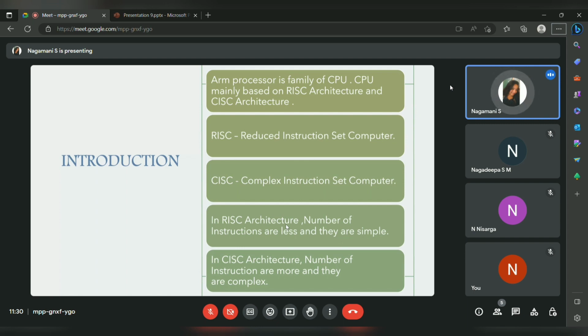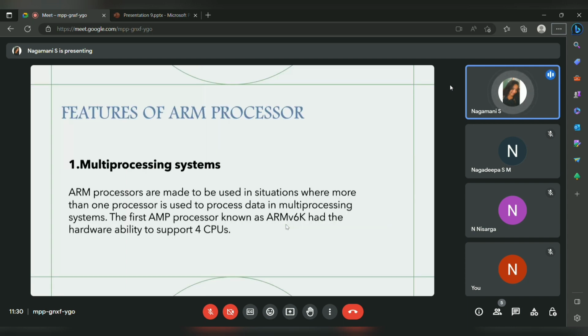This ARM processor is developed by the ARM company from Cambridge. It develops 32 and 64-bit multi-core processors. The RISC processors have smaller computer instructions and they provide high speed. Due to this, they perform millions of instructions per second. This is called MIPS. The features of an ARM processor: multiprocessing systems.